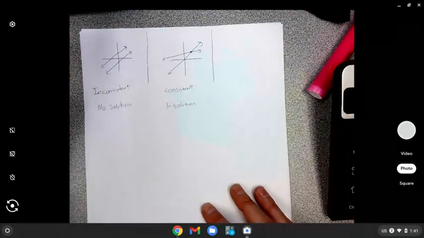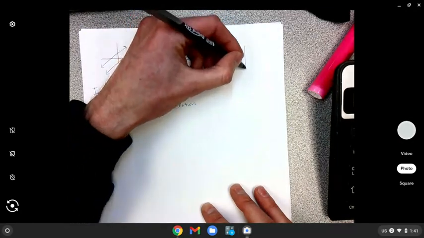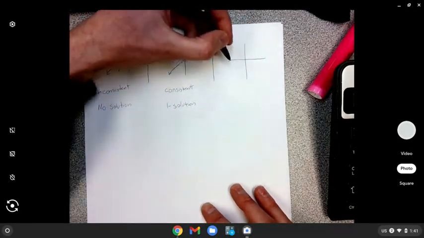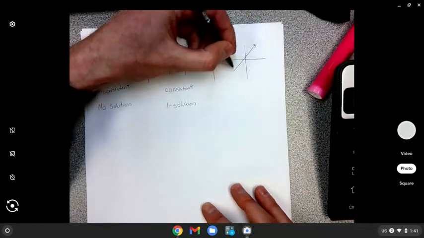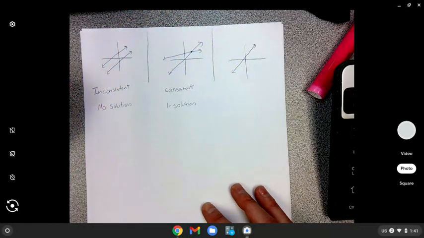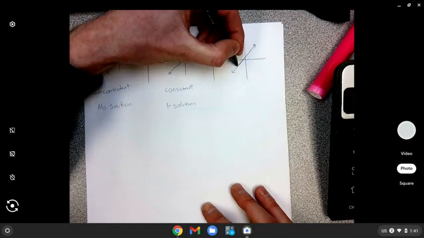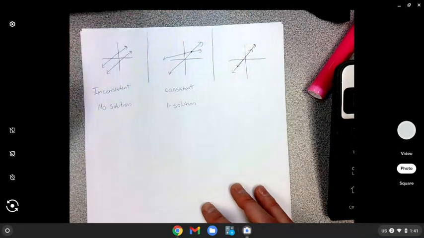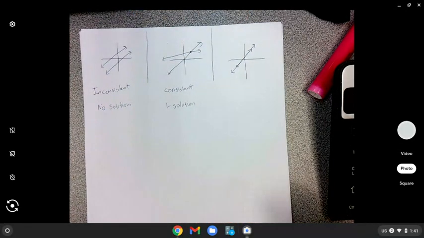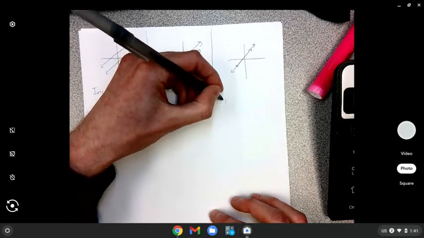The third option is if you graph those two equations, one right there, and the other one falls right on top of it, if they're the exact same equation, they're equivalent equations, then there's an infinite number of solutions. They're always crossing.